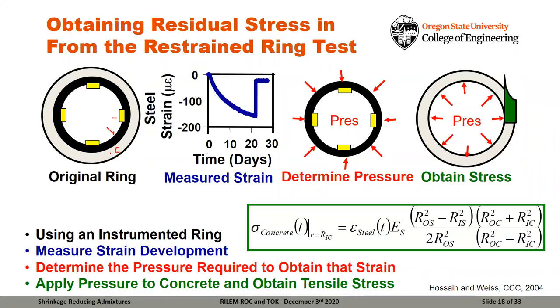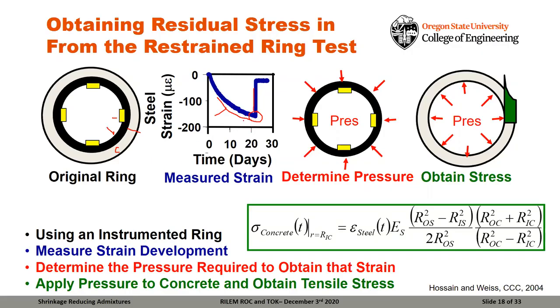Concrete is cast around that steel ring. That concrete wants to shrink and get smaller. The steel prevents it, and the steel is going to have a strain that builds up. That strain is going to build up over time, and at some point, that strain releases, and it releases because a crack starts to form inside of the concrete.